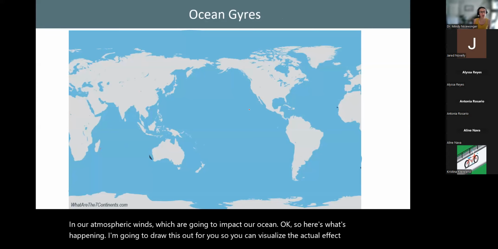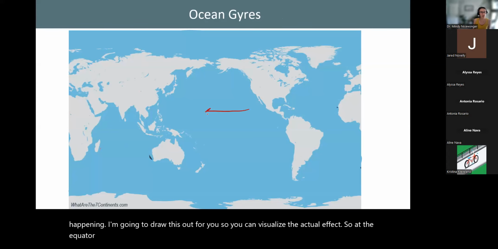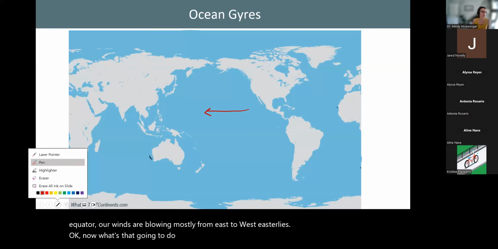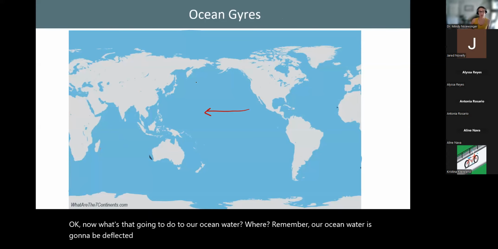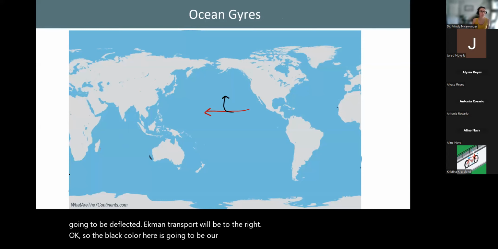So at the equator, our winds are blowing mostly from east to west, easterlies. Okay, now what's that going to do to our ocean water? Where remember, our ocean water is going to be deflected. Ekman transport will be to the right. Okay, so the black color here is going to be our ocean currents.